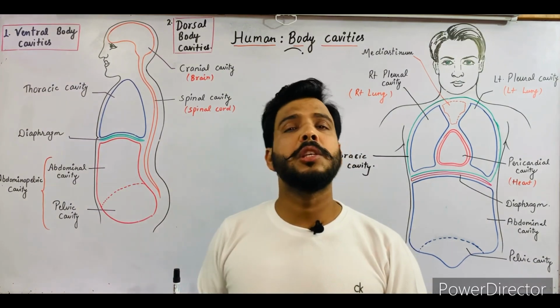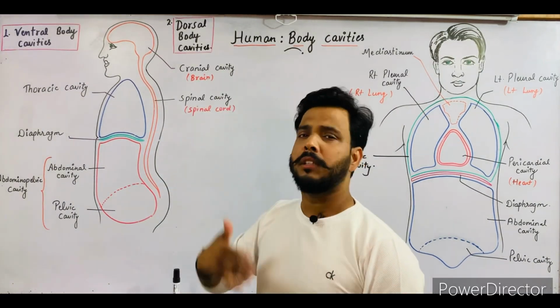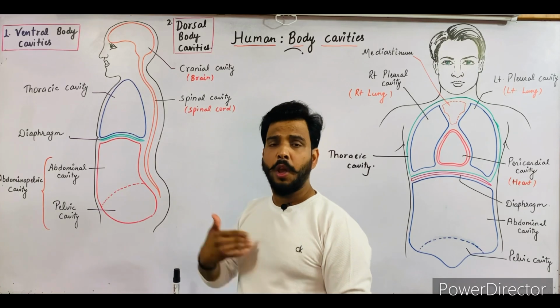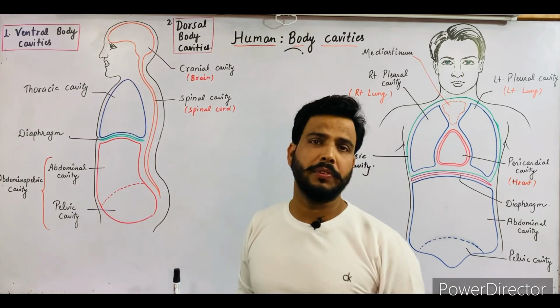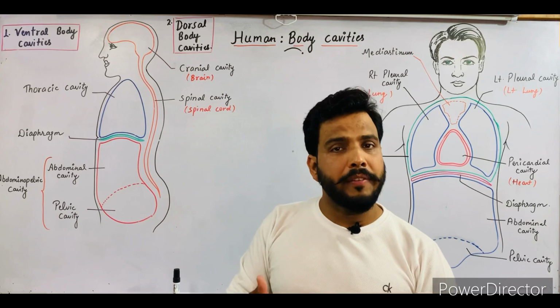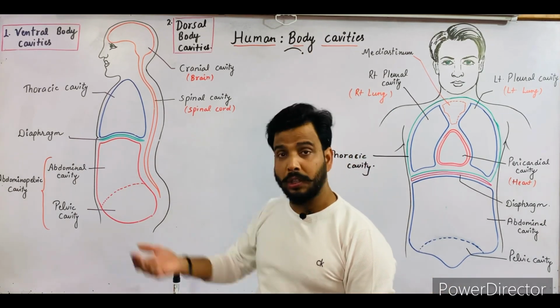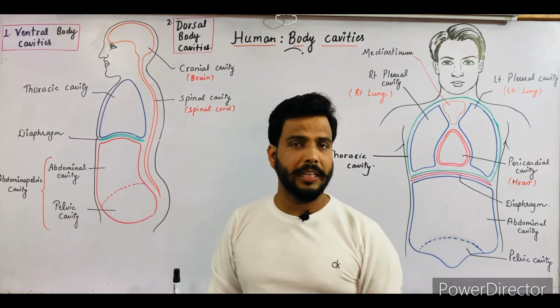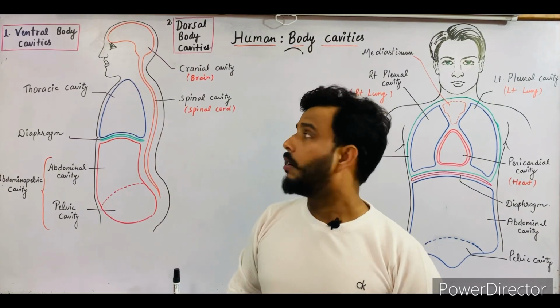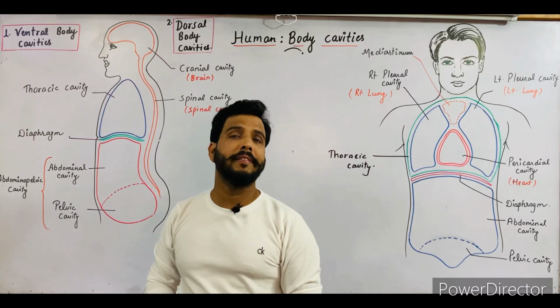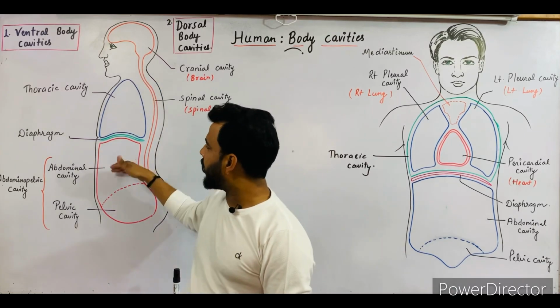Our body consists of two surfaces. This surface is known as the ventral surface, while this one is known as the dorsal surface. On the ventral side, the cavities present are known as the ventral cavities, while the cavities which are present on the dorsal side are known as the dorsal cavities. In this lecture, first of all, I will tell you about the ventral cavities. So these are the ventral body cavities.